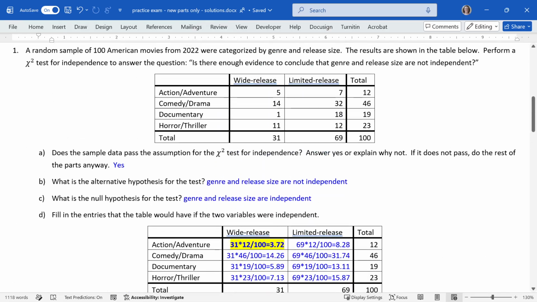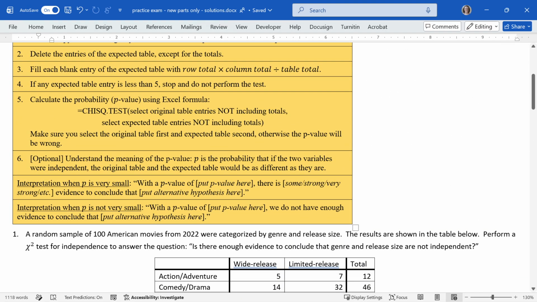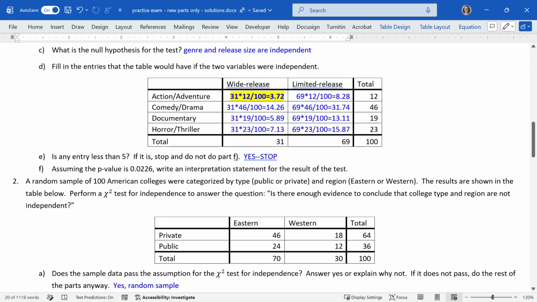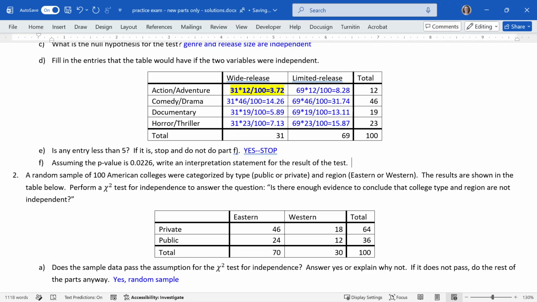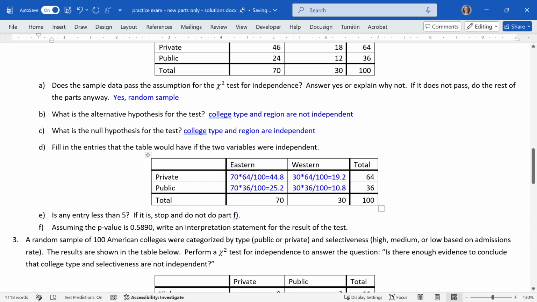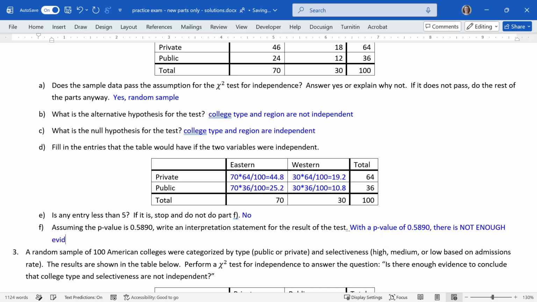So my interpretation here, I'm going to go back to my procedure table. When p is not very small, with a p-value of whatever it was, we do not have enough evidence to conclude that, and then put your alternative hypothesis. Okay, so first of all, this was no. And now I'm going to say with a p-value of 0.5890, there is not enough evidence to conclude that my alternative hypothesis, college type and region, are not independent.